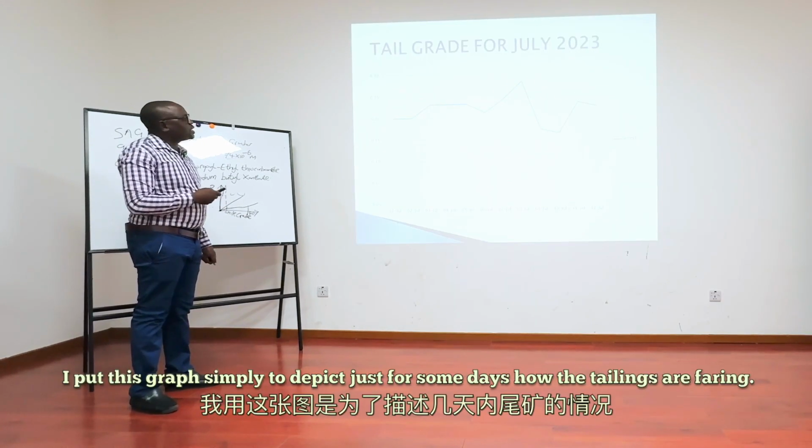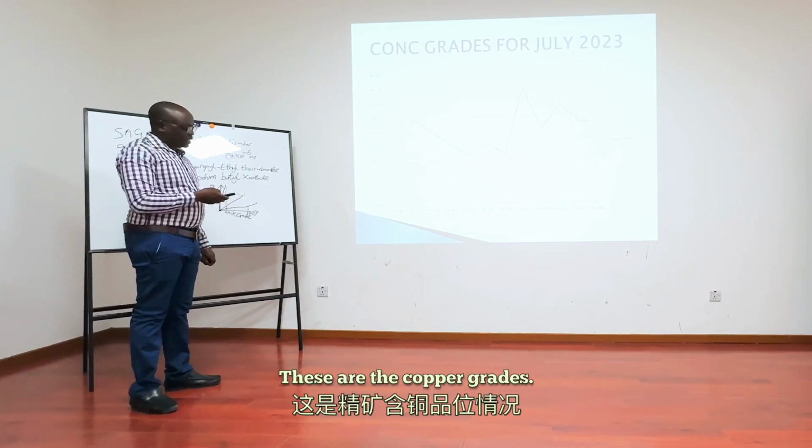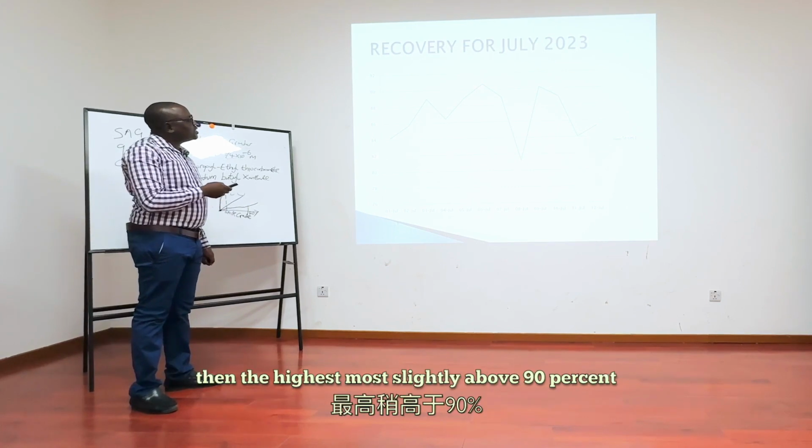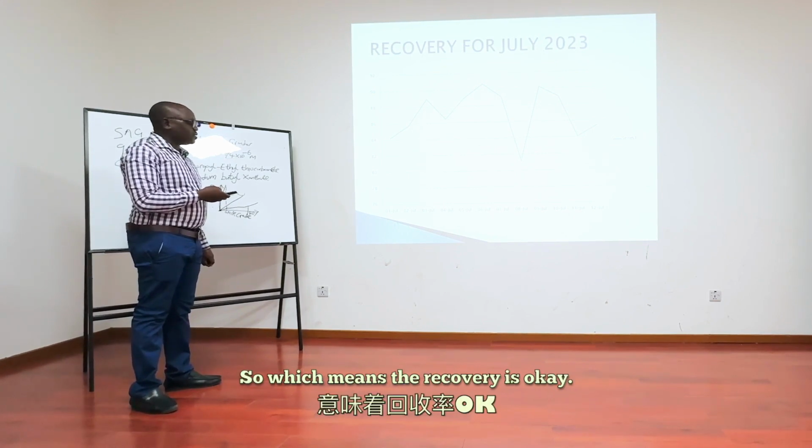I put this graph simply to depict, for some days, how the tailings are faring. These are the copper grades. Then this is the recovery. For recovery, you can see the bottommost is slightly below 82%, and the highest is slightly above 90%. So which means the recovery is okay.